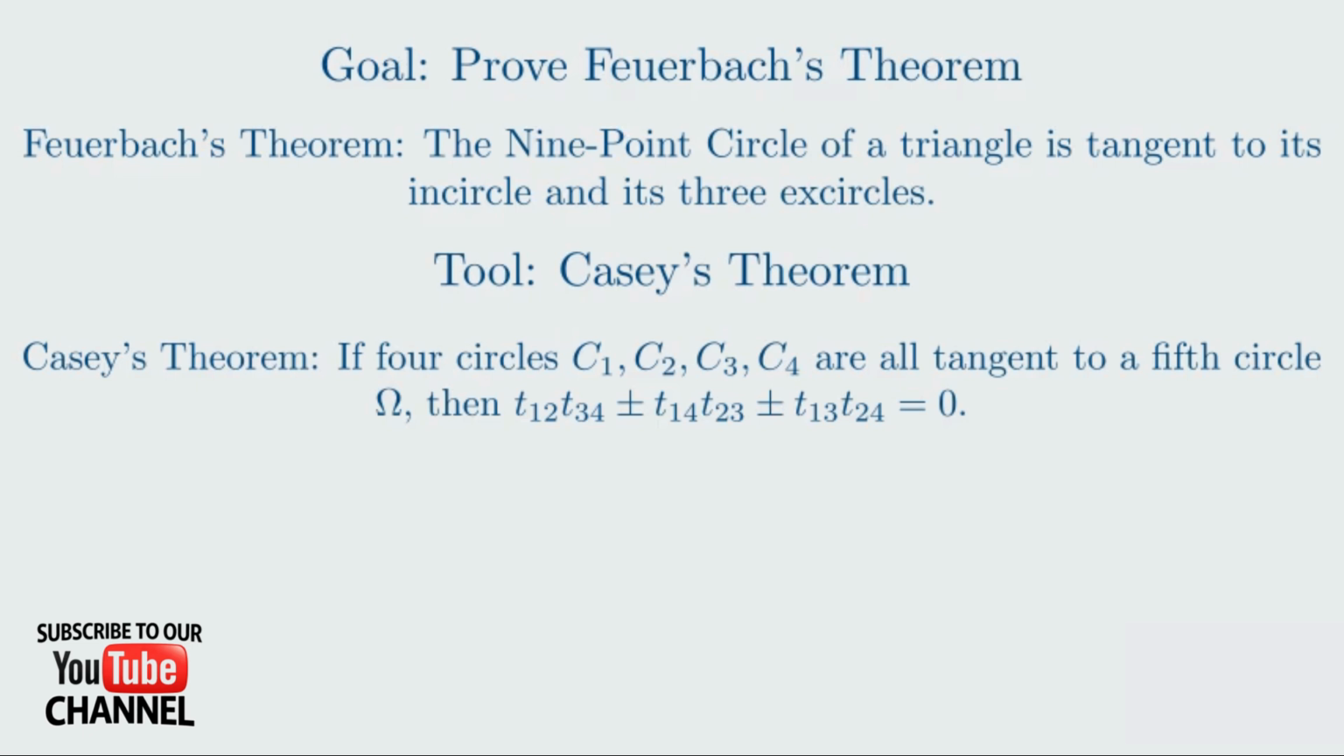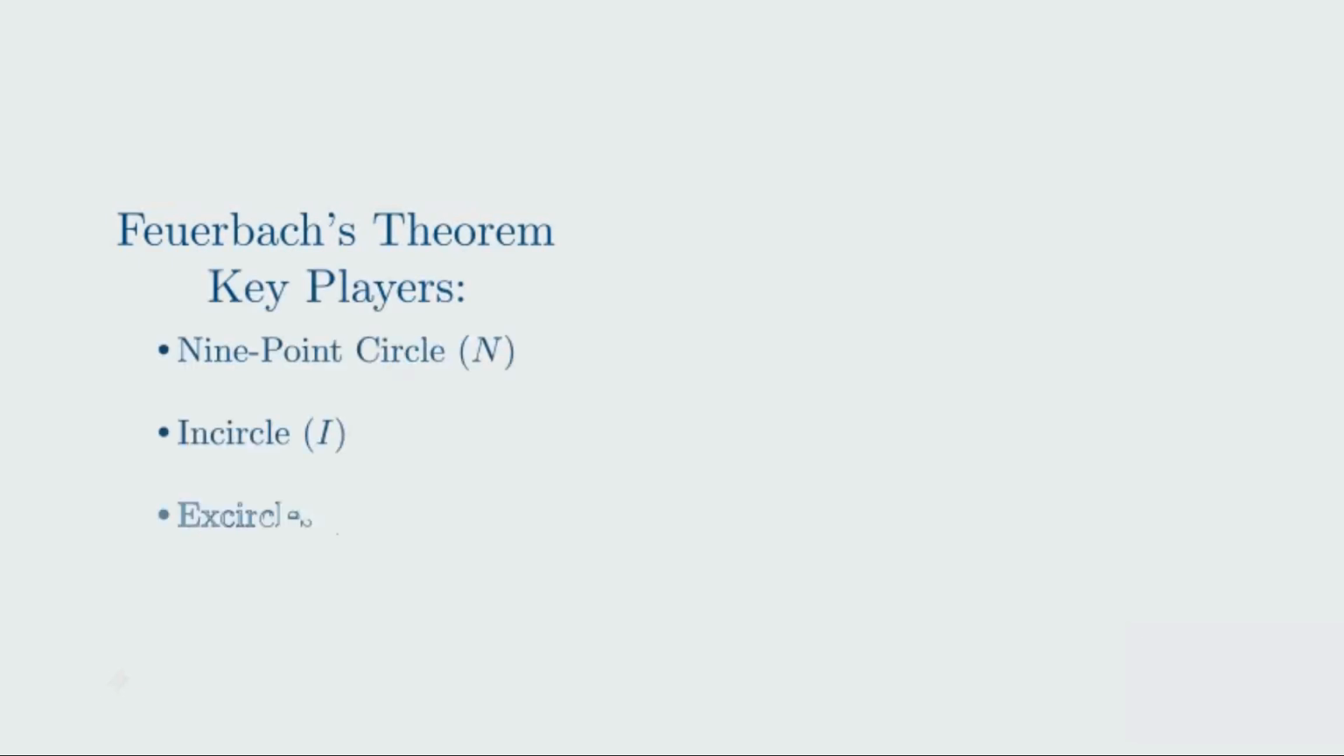So, if we can show that the 9-point circle and the incircle and the 3 excircles are all tangent to some 5th circle, the theorem will be proven. Our strategy will be to prove the theorem for the incircle and the excircles that are tangent to sides B and C. The other 2 cases, for the other excircles, will follow by symmetry. Let's first define our key players. We need to visualize the 9-point circle, the incircle, and the excircles for a triangle.